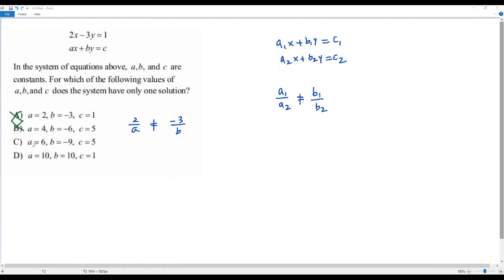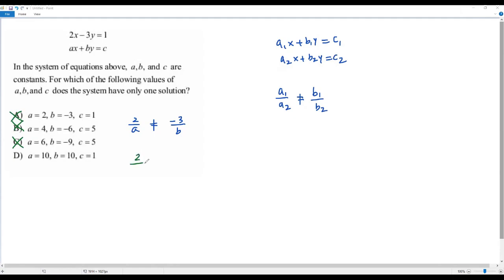Now we get the values of a and b from answer choice C, that is 6 and negative 9. Then we get 2 over 6 is not equal to negative 3 over negative 9. 2 goes into 2 one time, 2 goes into 6 three times. Here the negatives cancel. 3 goes into 3 one time, and 3 goes into 9 three times. 1 over 3 is not equal to 1 over 3. Again, we get a false statement. So we can reject answer choice C as well. Now let me check answer choice D.